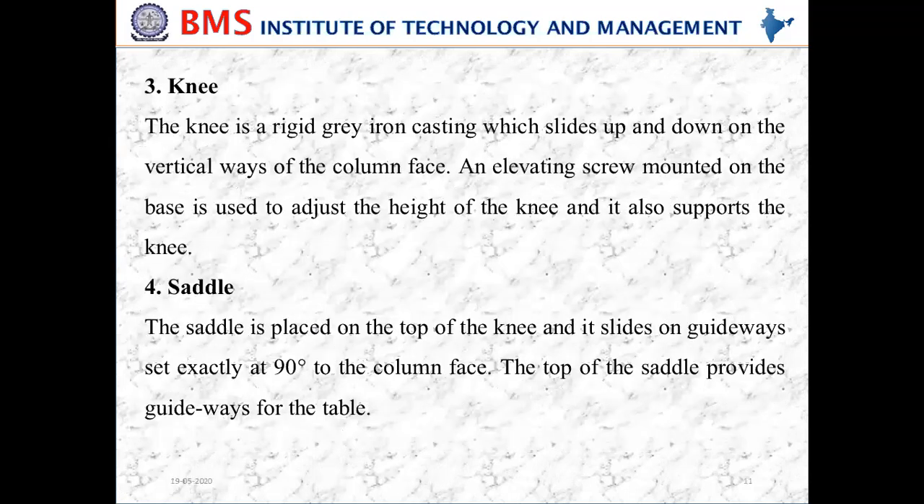And what is a knee? A knee is a rigid gray iron casting which slides up and down on the vertical face of the column. How can it move up and down? Because an elevating screw is provided, and on that the knee is placed. The elevating screw, mounted on the base, is used to adjust the height of the knee, and it also supports the knee.